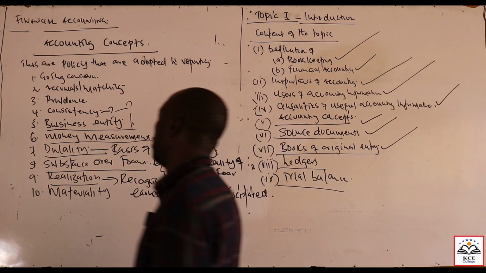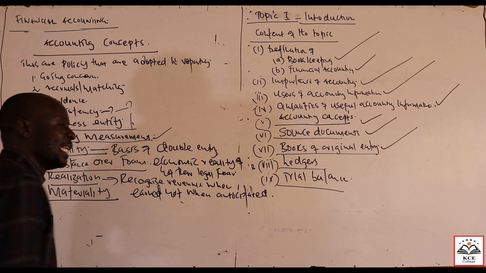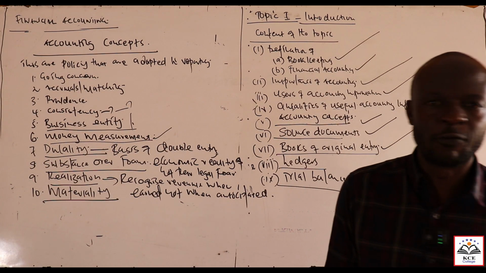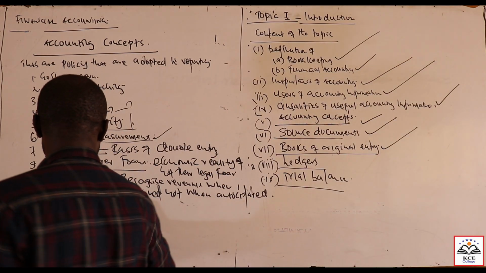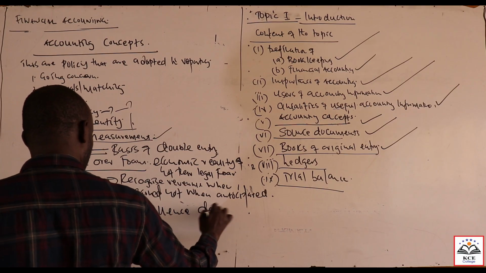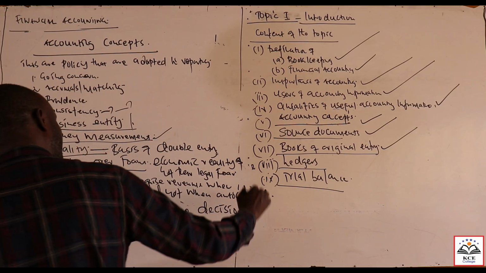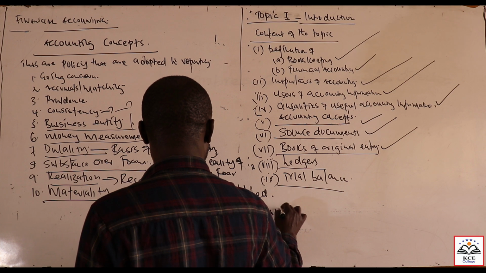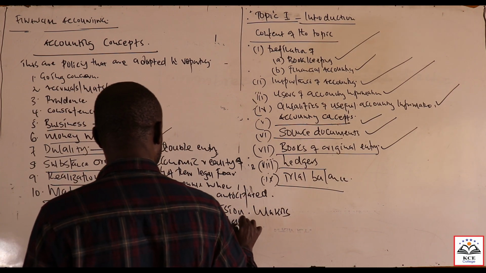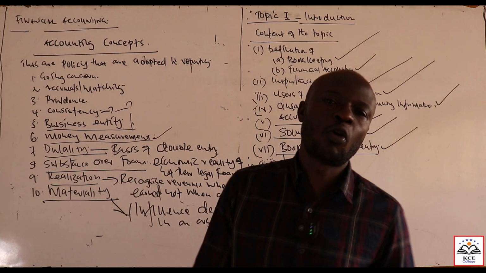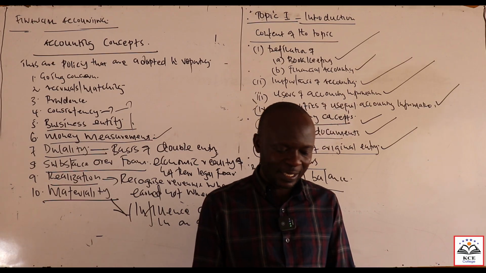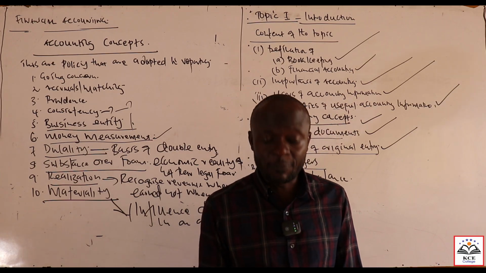Then lastly, we have materiality. Materiality simply means that we only record those items that can influence decision making in an organization. So we recognize or we record those items that can be able to influence decision making.